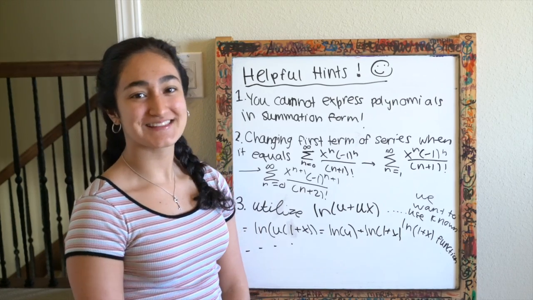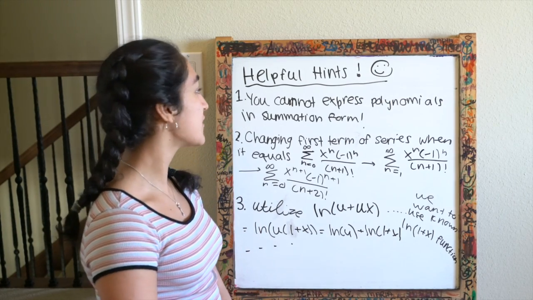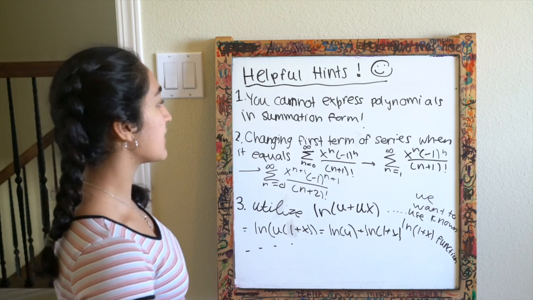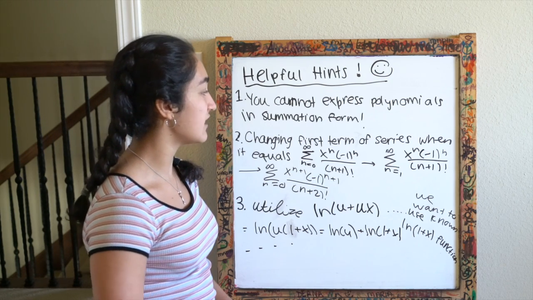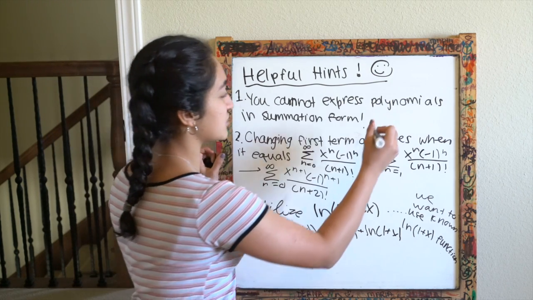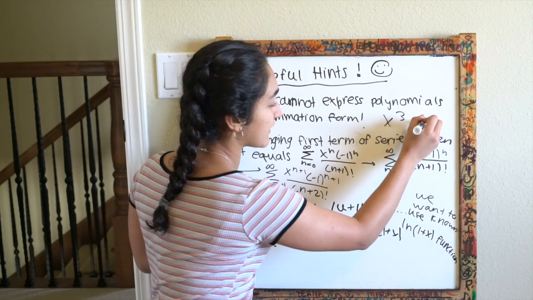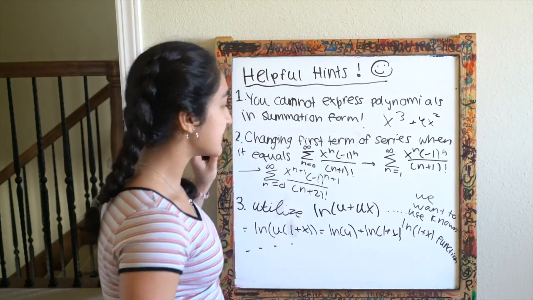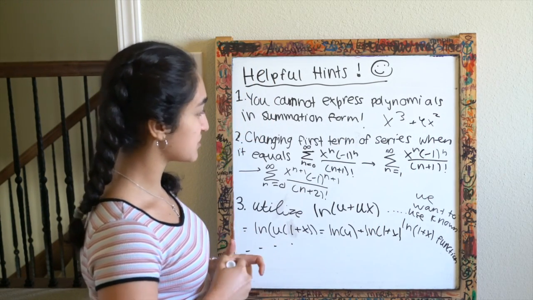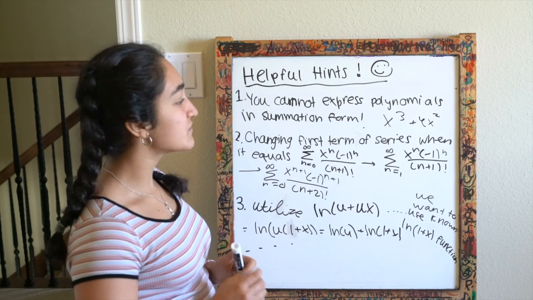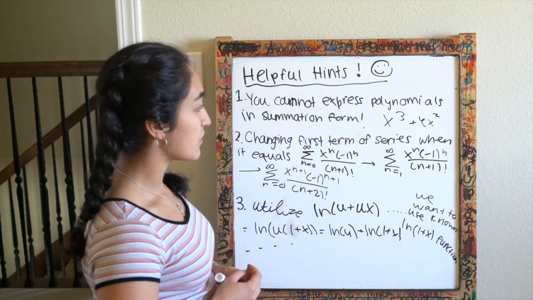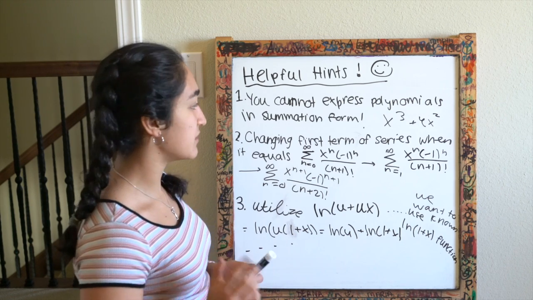Here are some helpful hints that will guide you in solving power series. The first one is that you can never express a chain of polynomials in summation form. Let's say you have the function x cubed plus 4x squared, and so on. It's impossible to put this into summation form. It's because the derivatives eventually reach 0, so there's no pattern in writing the summation form.